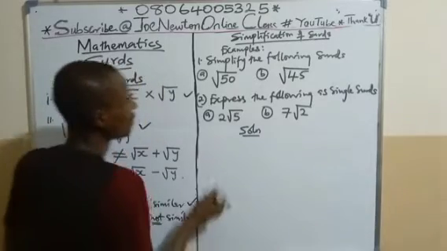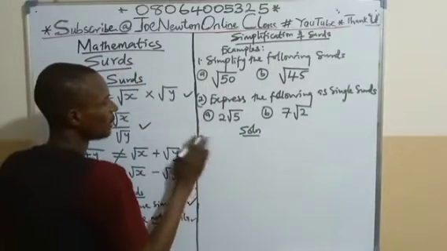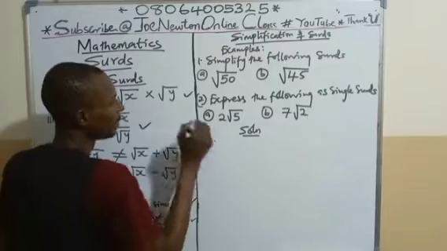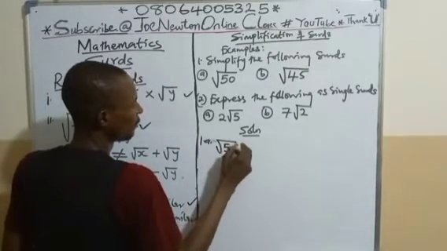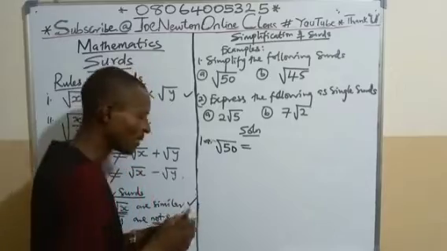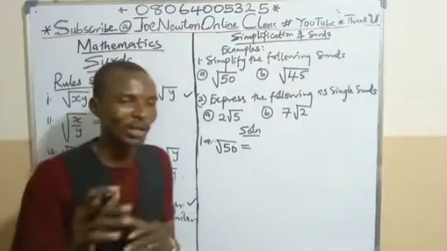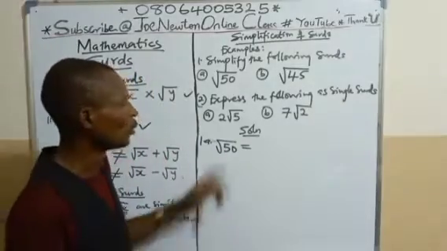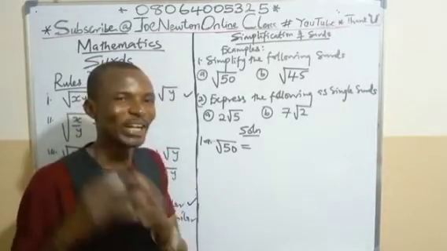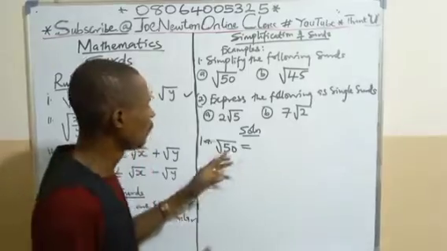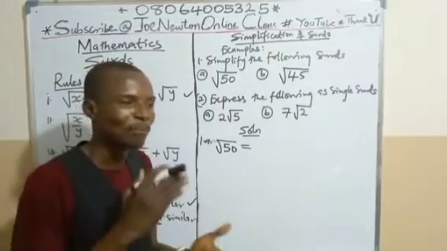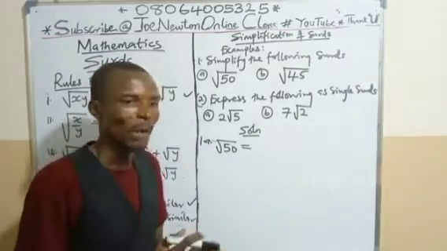So let's solve it. For 1a, we have root 50. How to simplify this surd into rational and irrational parts is simple. You think of two integers that when you multiply them, their product will give you 50, such that one of the factors will be what?